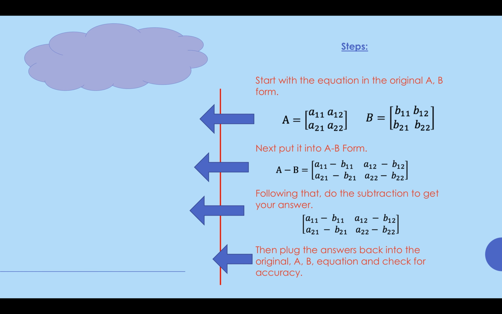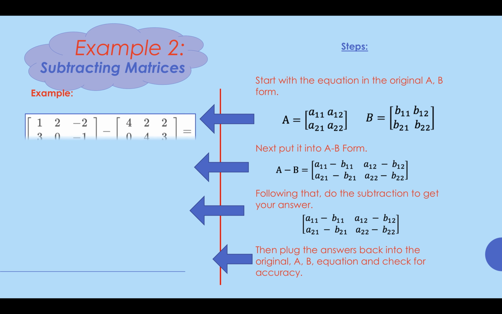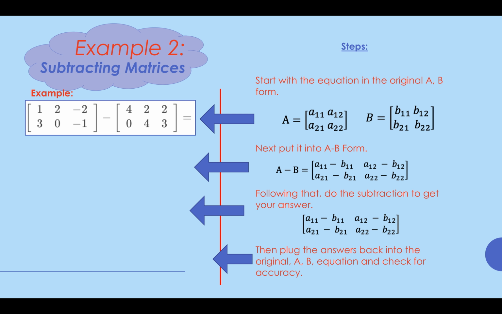So here we have our example 2 for subtracting matrices. We're now going to do a subtracting one after we've done a few addition ones. We're first going to start with our original AB form, just like we did for addition. For this, we have matrix C of 1, 2, -2, 3, 0, -1, minus 4, 2, 2, 0, 4, 3. So I already have it in our original AB form.